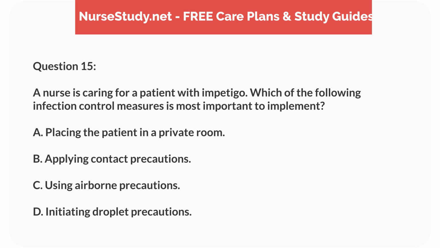Question 15. A nurse is caring for a patient with impetigo. Which of the following infection control measures is most important to implement? A. Placing the patient in a private room. B. Applying contact precautions. C. Using airborne precautions. D. Initiating droplet precautions.